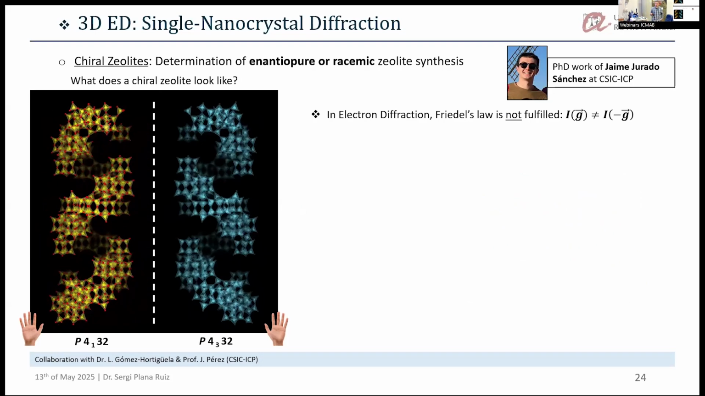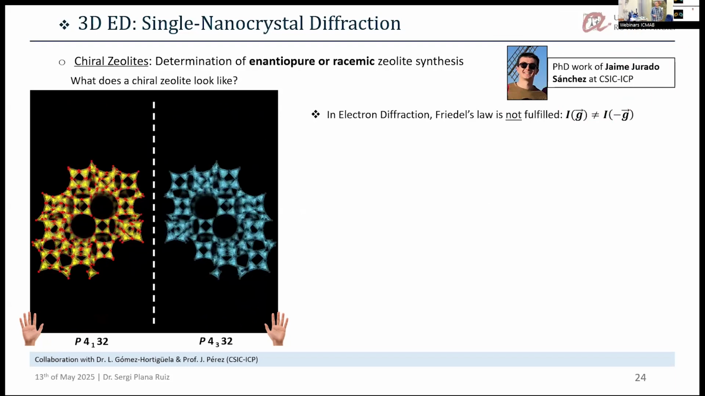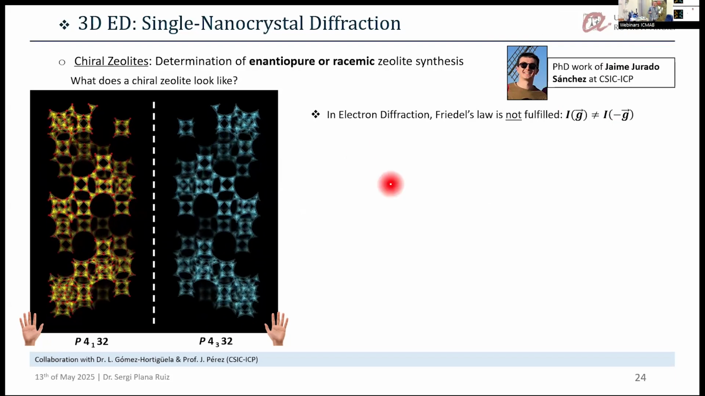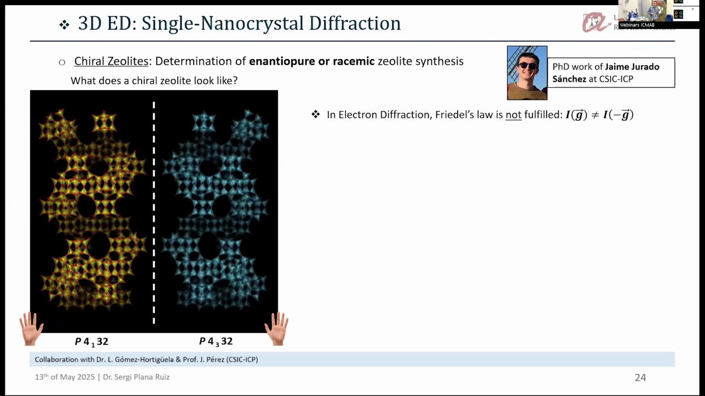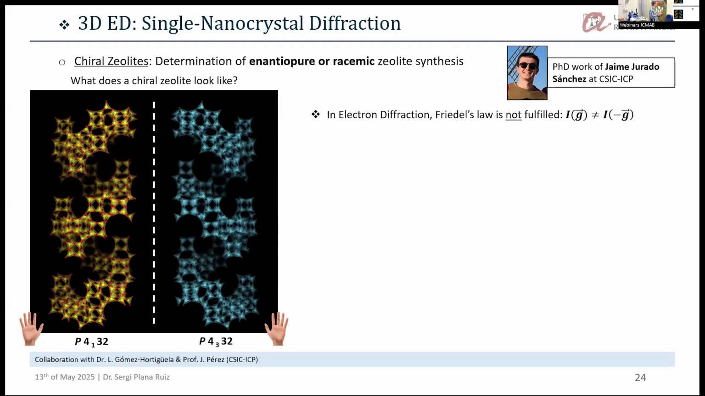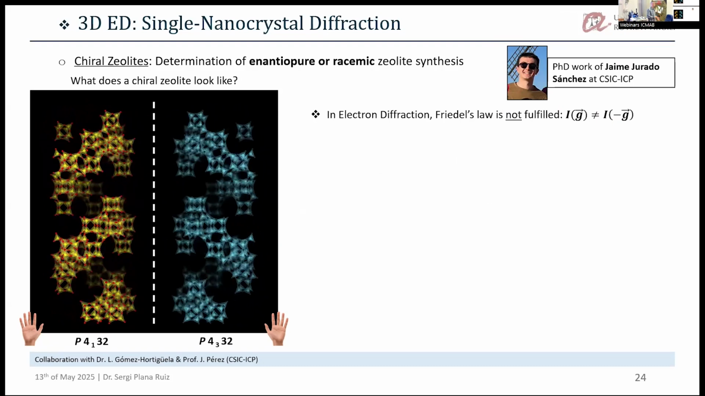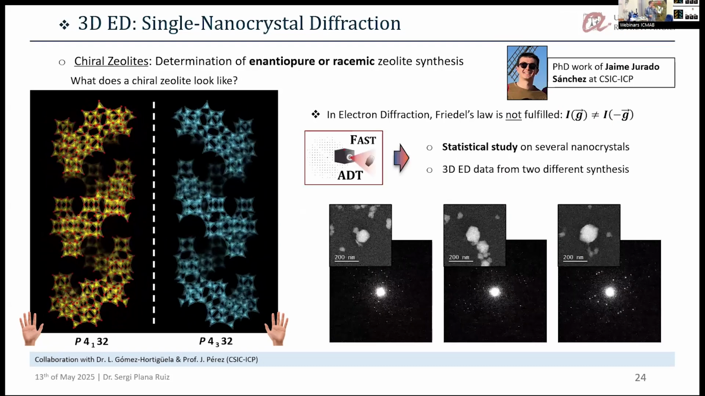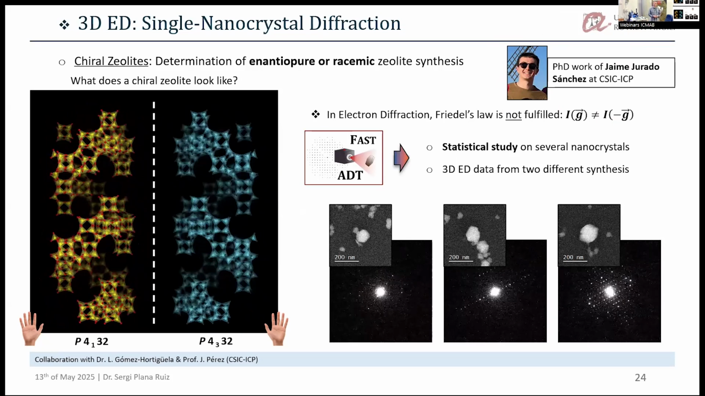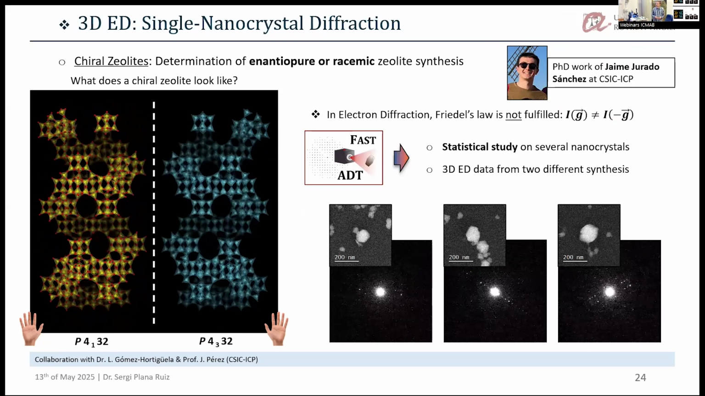So here, this is a work that we are doing with a PhD student at Madrid, Jaime Jurado Sanchez. He is synthesizing chiral zeolites. And what we wanted to see is whether what they expected to be racemic, so 50-50 of both different structures, or if it's an enantiopure synthesis. So you could do 3D ED by acquiring a lot of data from different crystals, do this analysis, and understand if we have really a racemic or an enantiopure synthesis of this material.